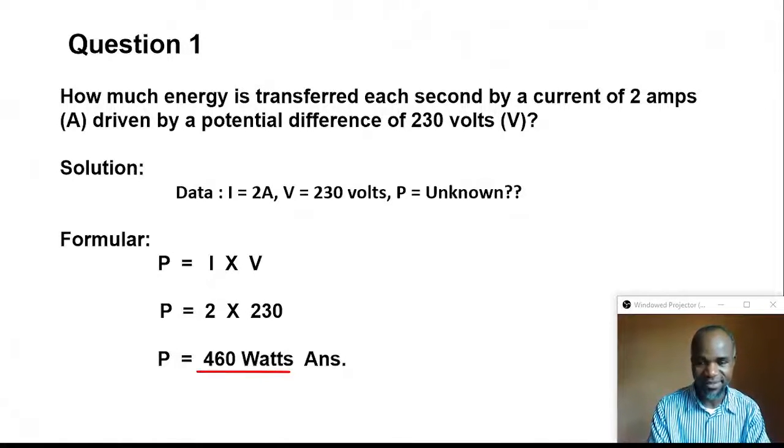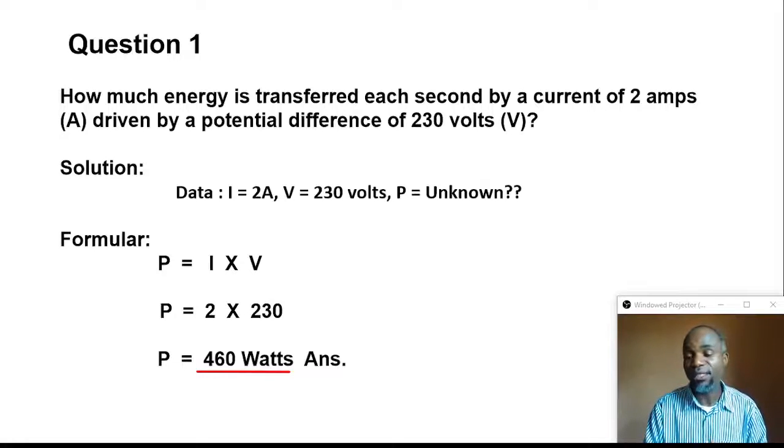Question number 1. In my previous video, I treated how power can be calculated, and I took time to explain what power is all about. I equally stated the mathematical relationship between power, current, and the potential difference. So in this video, I am going to take time to solve question number 1 that has to do with energy transferred in a given second by a current of 2 amps.